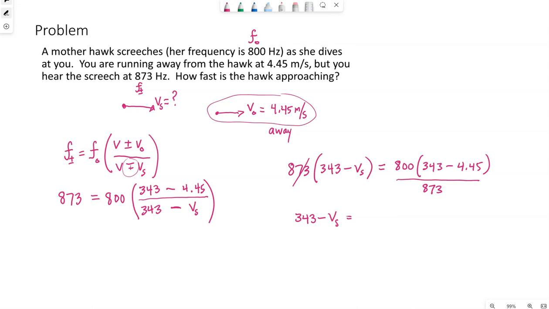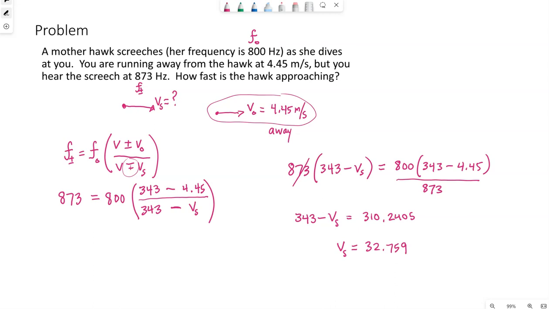So multiplying everything through, I'm getting 310.2405 on this right side. So V of the source, the hawk, I just need to subtract that 310 to the other side. So 32.759.